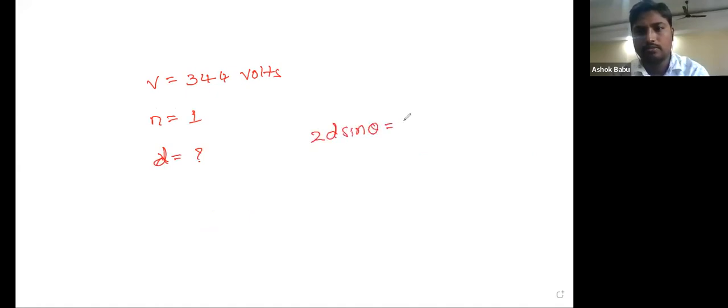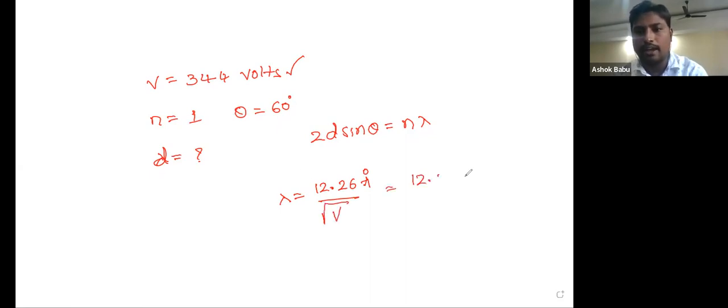Formula is, so here theta is also mentioned, 60. Glancing angle is 60. So lambda we don't know. So electron is given and potential is given. So using the formula lambda equals 12.26 angstroms by root V, all of you try to find out the wavelength. That equals 12.26 angstroms by root 344. So we are getting the wavelength.